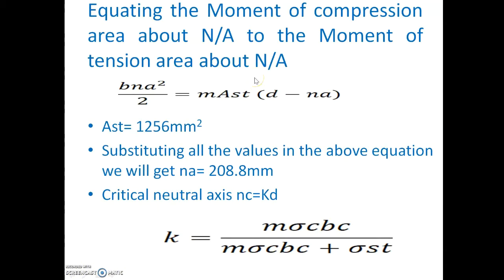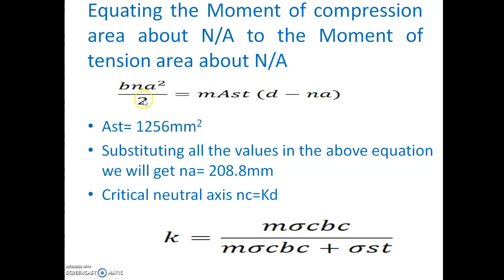So first of all, we have to calculate the actual neutral axis by equating the moment of compression area about neutral axis to the moment of tension area about neutral axis. That is, b·NA squared by 2 is equal to m·Ast·(d minus NA). In this case, b is known, m is modular ratio, Ast means area of steel in the tension zone, and d is the effective depth, NA is the actual neutral axis. So here we have to find out the actual neutral axis.